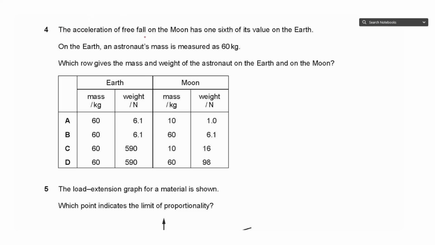Question 4 says the acceleration of free fall on the moon is 1/6 of its value on Earth. On the Earth, an astronaut has a mass of 60 kilograms. Which row gives the mass and weight of the astronaut on Earth and on the moon? The mass does not change, so it is 60 kilograms on the moon also. And the weight is equal to mg. For the Earth, we have 60 multiplied by 9.8. That gives an answer of 590. And on the moon, it is 60 multiplied by 9.8 over 6. That gives an answer of 98 newtons. So the answer here is D.